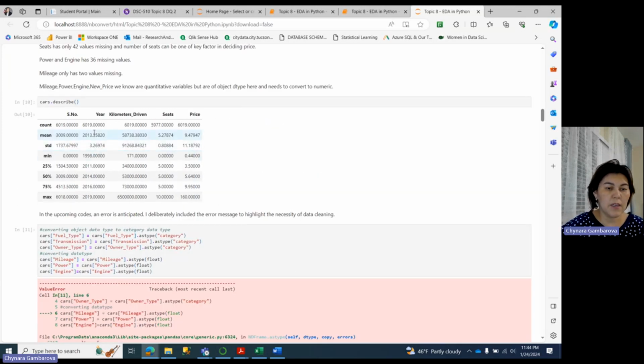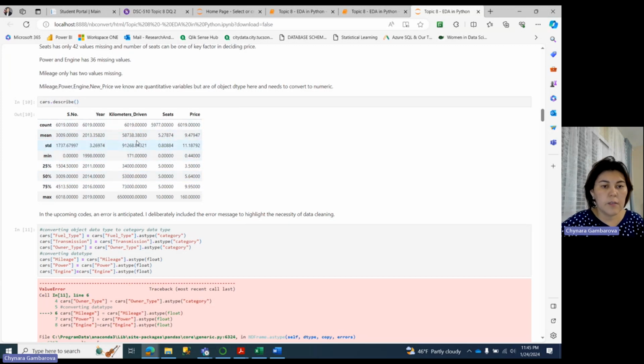Here we are looking at the summary of the fields, and let's look at how skewed the data in our fields is. We will understand by comparing mean to median. And here we can see median and mean are different for year. If median is smaller, then it means our data is skewed to the left. For kilometers, it is 58 and 53.